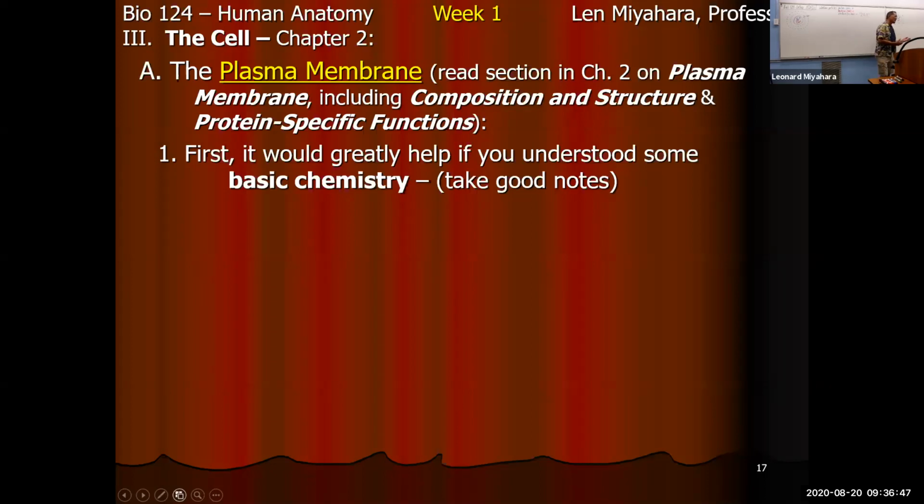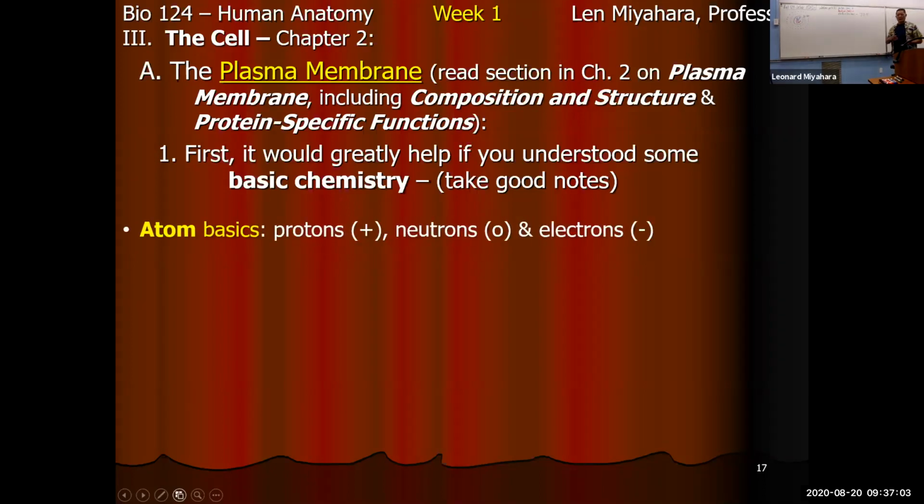Because to understand a lot of things in human physiology and how the body and cells function, you have to have a minimum working knowledge of chemistry. I'm going to give you one right now, and it won't take long, okay? First, we have to look at an atom. So before we do that, let's go ahead and take a look at the periodic table of elements.